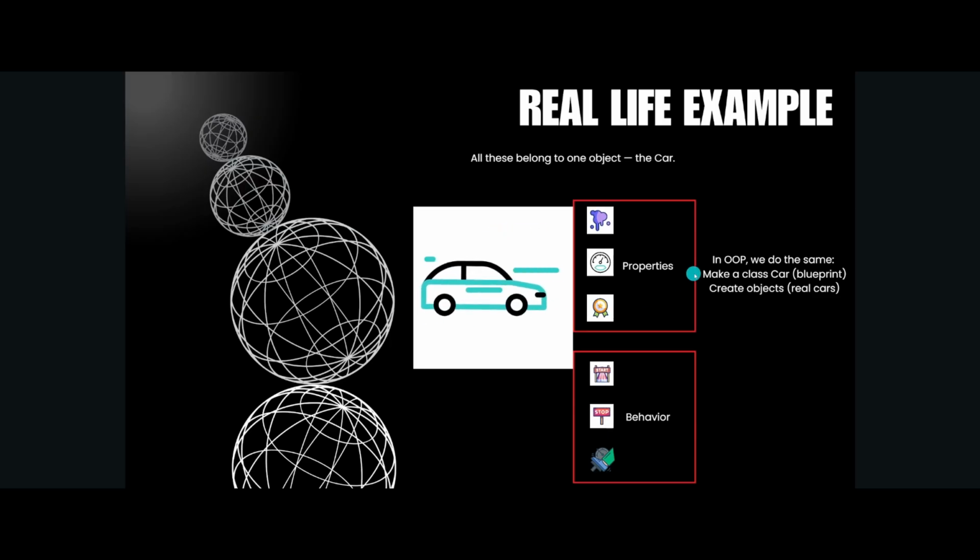In the same way, in object-oriented programming, you make a class Car, which is the blueprint, and creating objects gives the real cars that we drive on the road. These are the objects of the Car class, right everyone? Great. Now let us go back to our Google Colab and do the coding, and there I am going to show you what object-oriented programming looks like. Okay everyone?